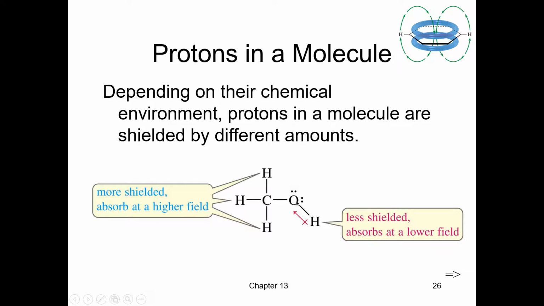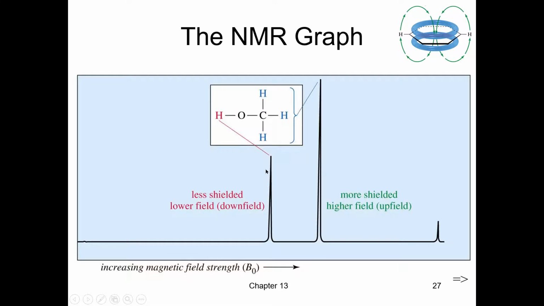But in the case of the hydrogen of this OH group, due to the more electronegative nature of the oxygen, these electrons will be more towards the oxygen. Hence in the vicinity of this hydrogen the electron density is less, hence it is less shielded, so it absorbs at a lower field. That is why the position of the signals in the spectra varies depending on the chemical environment around each proton in a molecule. That is why we will get a number of signals.